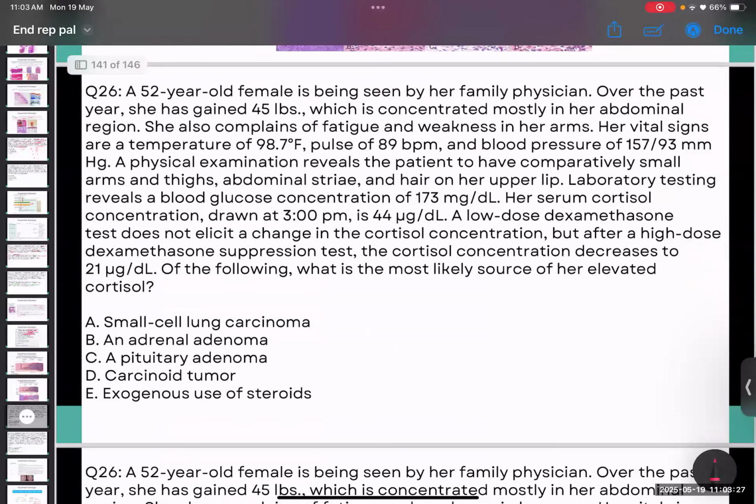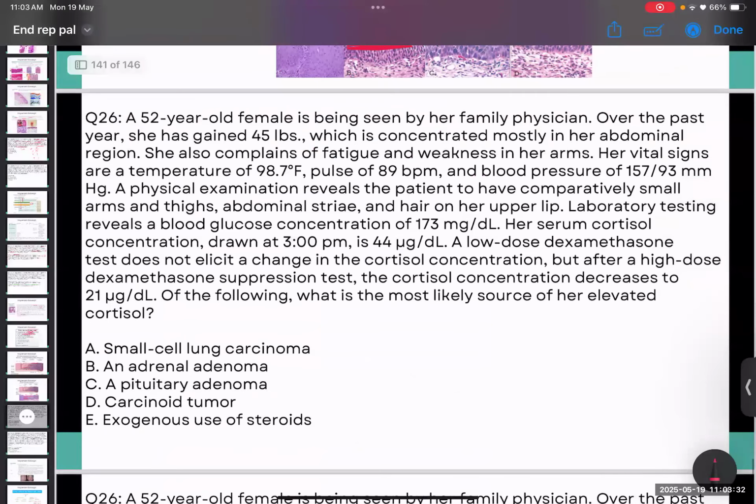Last question, and we're done. Here we have a 52-year-old female being seen by her family physician. Over the past year, she's gained 45 pounds, concentrated mostly in her abdominal region. She also complains of fatigue and weakness in her arms. Her vital signs are temperature of 98, pulse of 89, blood pressure 157, so high blood pressure. Physical exam reveals comparatively small arms and thighs, abdominal striae, and hair on the upper lip. So classic Cushing's.